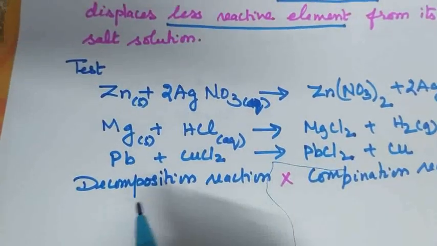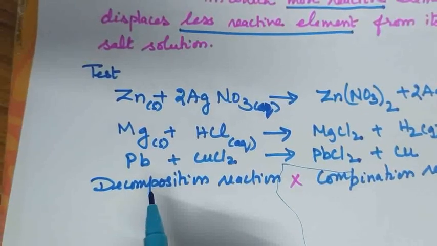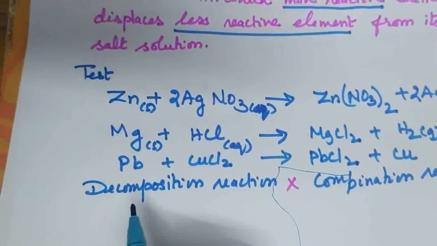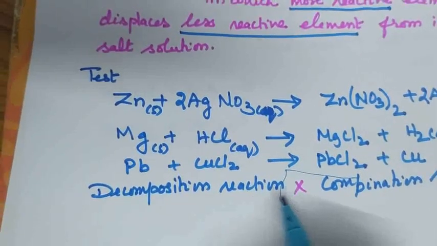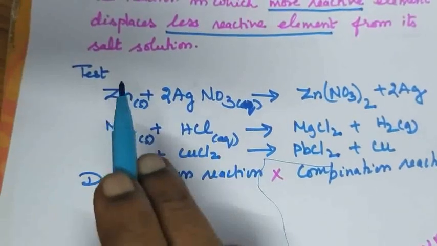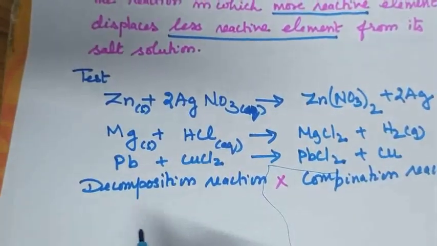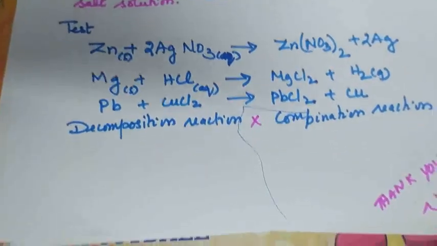So what we have understood, we have seen 2 equations. So this is previous class test. Decomposition reaction is opposite of combination reaction. Today we have seen the third equation, that is displacement type. Remember, decomposition reaction is opposite of combination reaction.